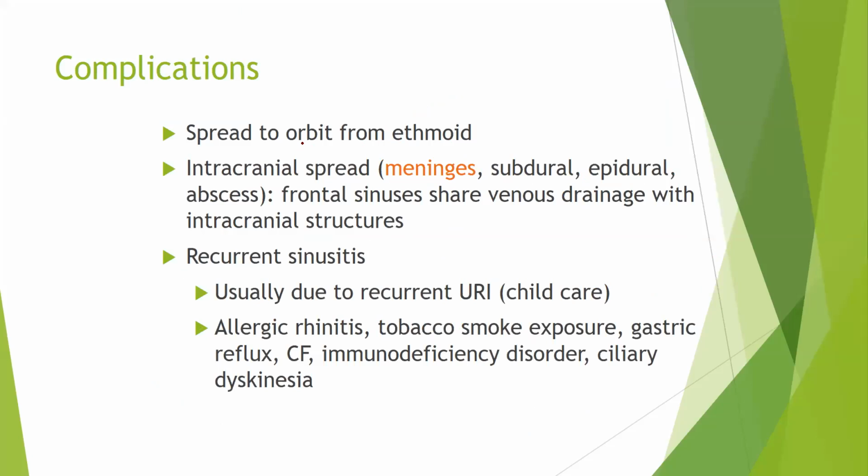Complications, so it can spread to the orbits. You can get an orbital cellulitis or a paraorbital cellulitis. It can also spread to the meninges, which is bad juju. So we want to watch for that. We always want to document that they have no nuchal rigidity, that they have no abnormal bleeding or bruising, which are all signs of meningitis.